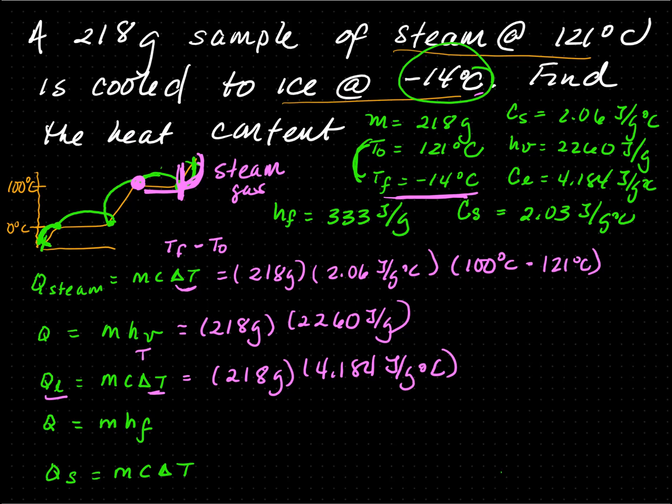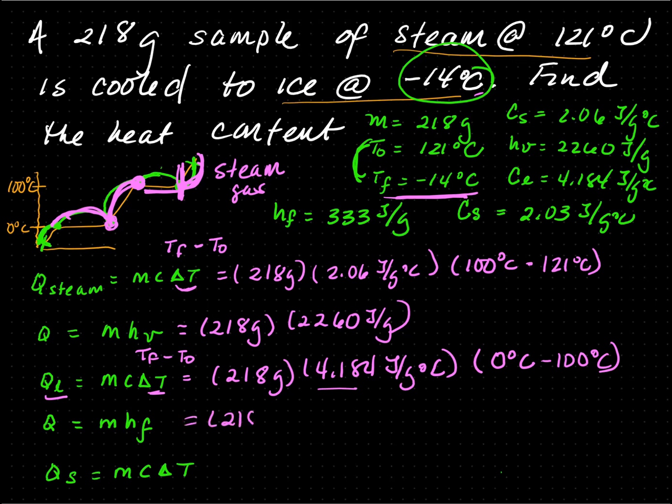Delta T again is T final minus T initial. My final temperature is 0 degrees Celsius and not negative 14. Water only exists in the liquid state between 0 and 100. So to use the constant for liquid water, we need to only be between 0 and 100. So my final is 0 degrees Celsius, and my initial is 100 degrees Celsius. At that point, we are here at 0 degrees liquid. We need to freeze it, so we're going to use mHF.